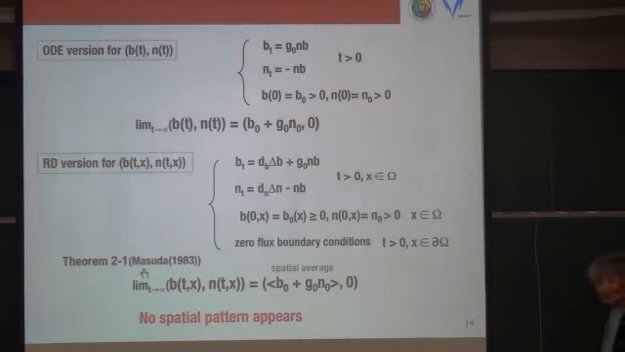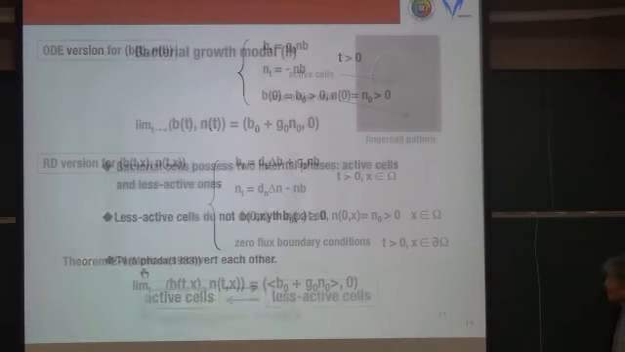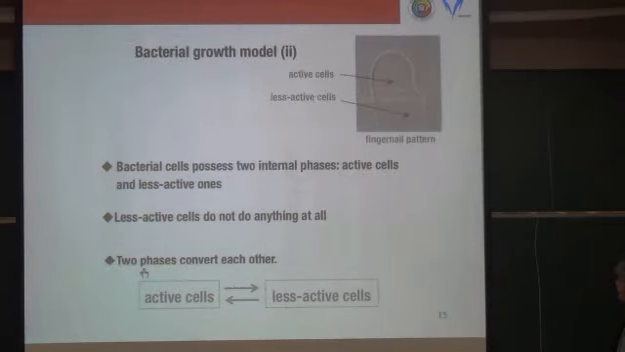Then we step to the next stage. So the next stage is the following, bacterial growth model 2. So I just emphasize about here. This area is a sort of active cell, and this is a less active cell. So this means they are sleeping. Sorry, these are sleeping. Okay. And this is the working or moving, okay?